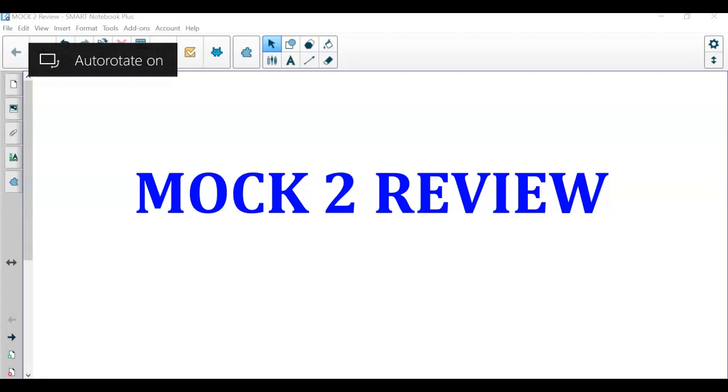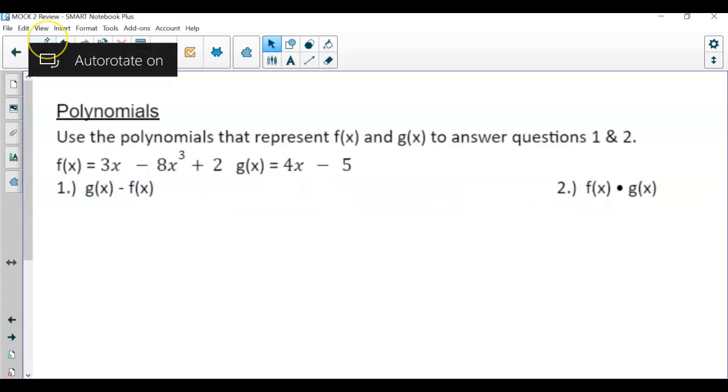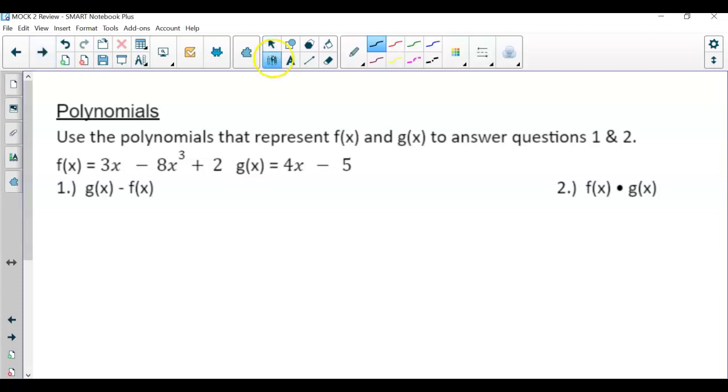In this video, I'll be going over the Mock 2 review. So these first few questions have to do with our polynomials. For the first one, we are using f of x and g of x, but notice how we are going to now subtract g of x minus f of x. So g of x needs to go first.